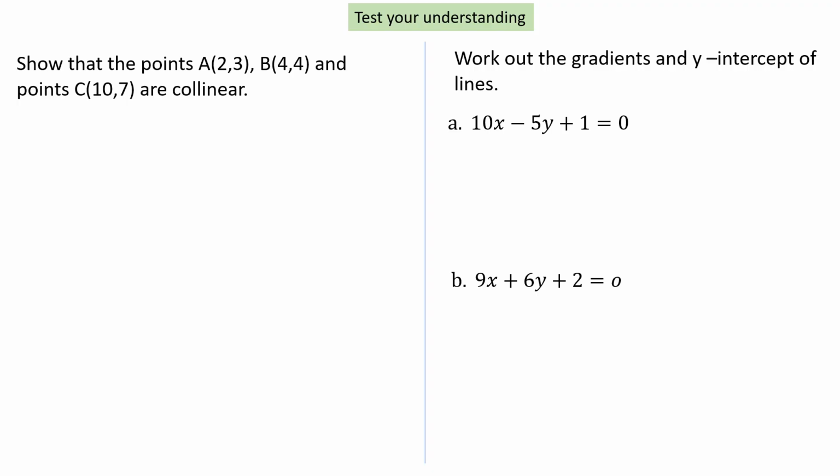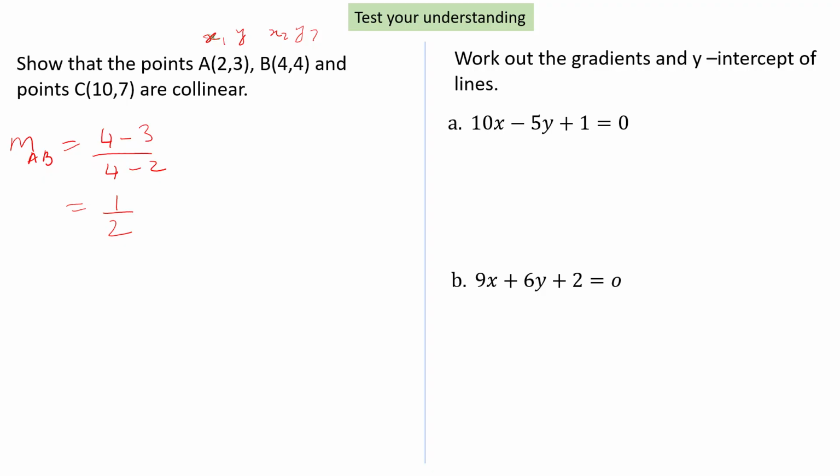Pause this video and try it yourself. So this one is going to put x1, y1, x2, y2. So gradient of AB, 4 minus 3 divided by 4 minus 2, 1 over 2, half.